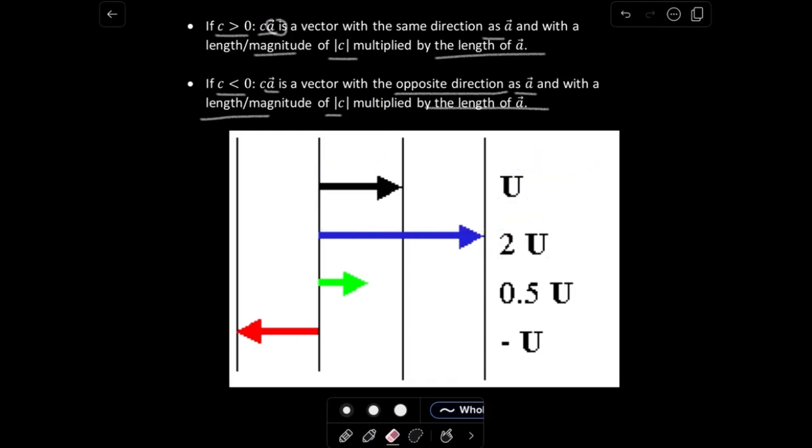Okay, and if it was 3u, then it would be 3 times the magnitude, or 3 times the length of the original vector. 4u, 4 times. 5u, you get the idea. Then what happens if I take 0.5u?